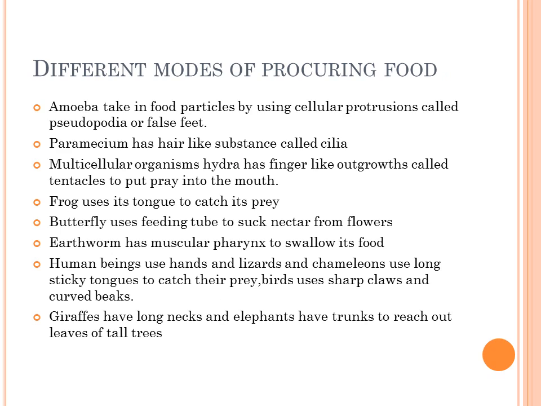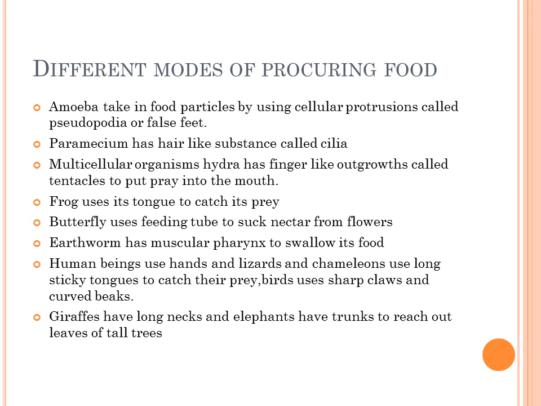There are different modes of procuring food. Amoeba take in food particles by using cellular protrusions called pseudopodia or false feet. Paramecium has hair-like substances called cilia. Multicellular organisms like hydra have finger-like outgrowths called tentacles to put prey into mouth. Frog uses its tongue to catch its prey.